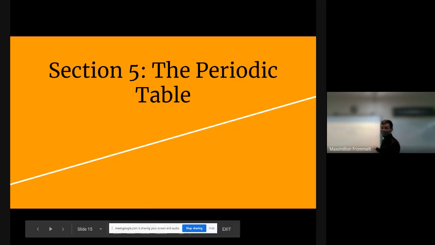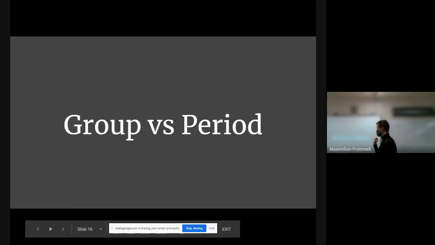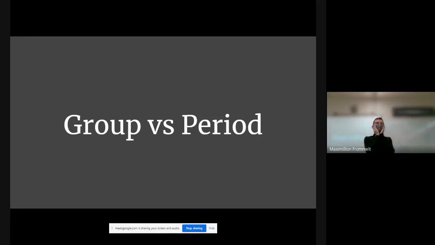The last section, which we just had, was the periodic table, and the only real confusion is groups versus periods. And so period, again, is going to be every horizontal row versus a group which is going up and down. So again, periods are your horizontal rows. Groups are going to be your vertical columns.